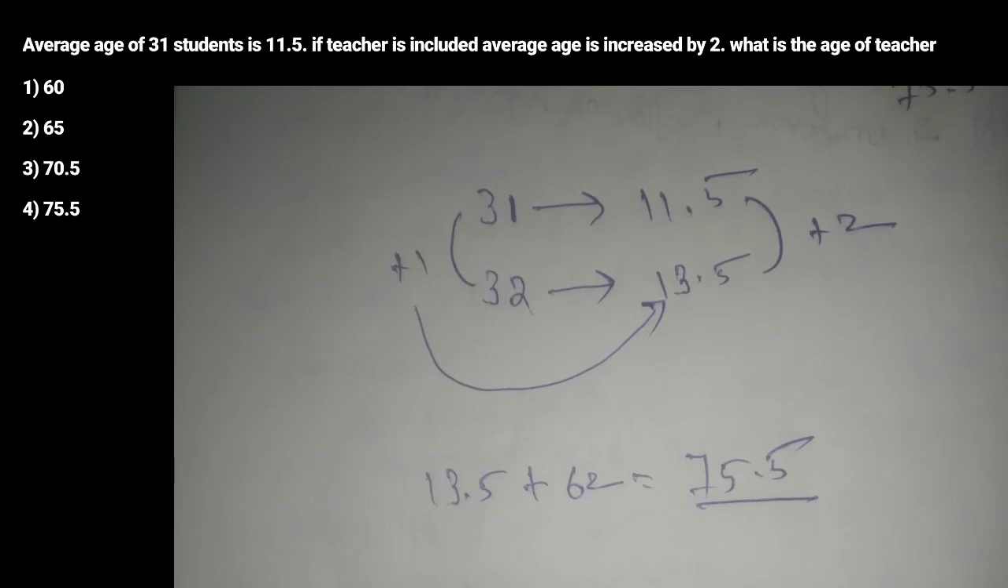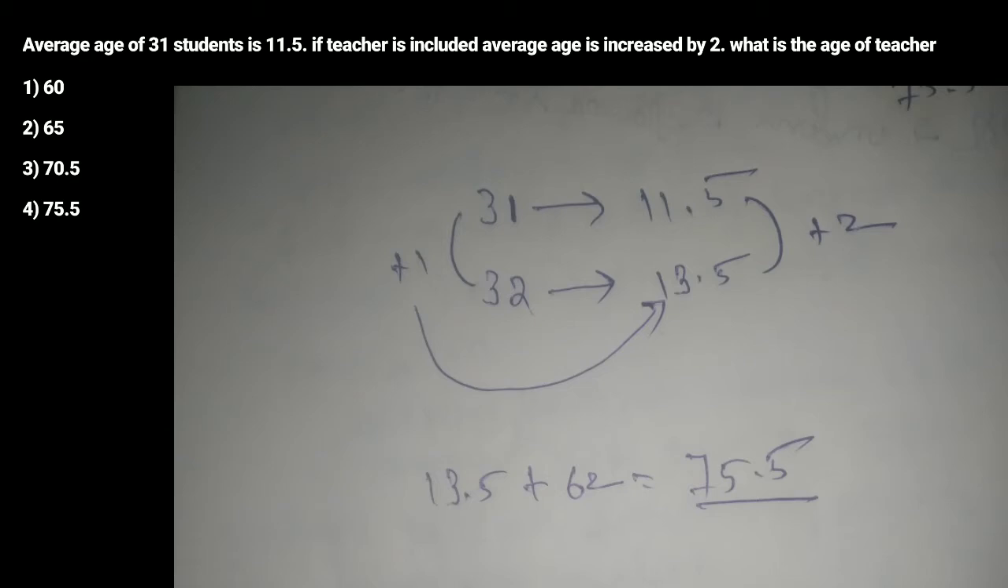Now you can see on the screen, the average age of 31 students is 11.5. If the teacher is included, the average is increased by 2. Previously it was 11.5, so by including the teacher, the average is now 13.5. Now take the left hand side difference. The difference between 31 and 32 is 1. And also take the difference on the right hand side. The difference between 11.5 and 13.5 is plus 2.